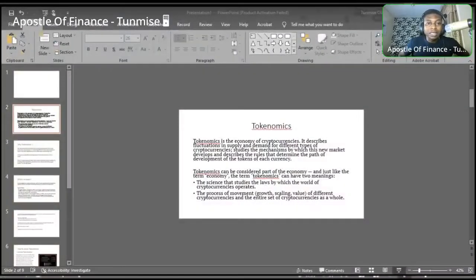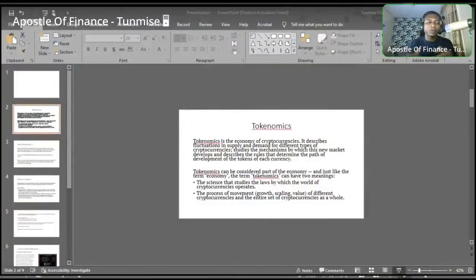All right, so today we'll look at token economics. We call it tokenomics, right? Tokenomics is the economics of cryptocurrency, and it is used to describe the fluctuation in demand and supply of different types of cryptocurrency.